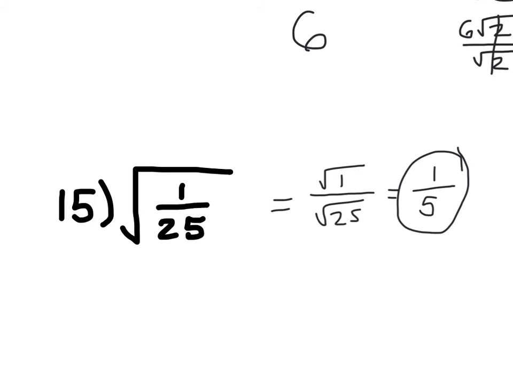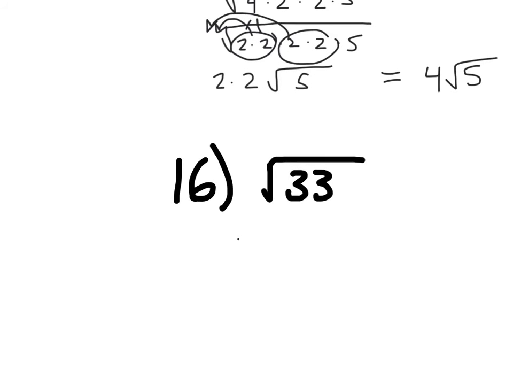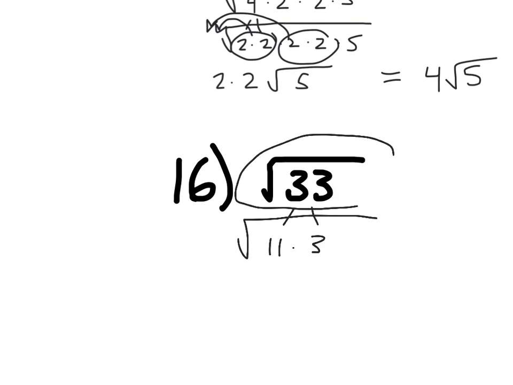16. What can we break 33 into? 11 and 3. Can we break it down any more? Do we have any pairs here? No. So 33 is the simplest form it can be. Square root 33 is the simplest form. So we can't break it down into anything else. Like on the quiz, how would we say that? You just leave it as square root 33, or you could say it's in its simplest form.